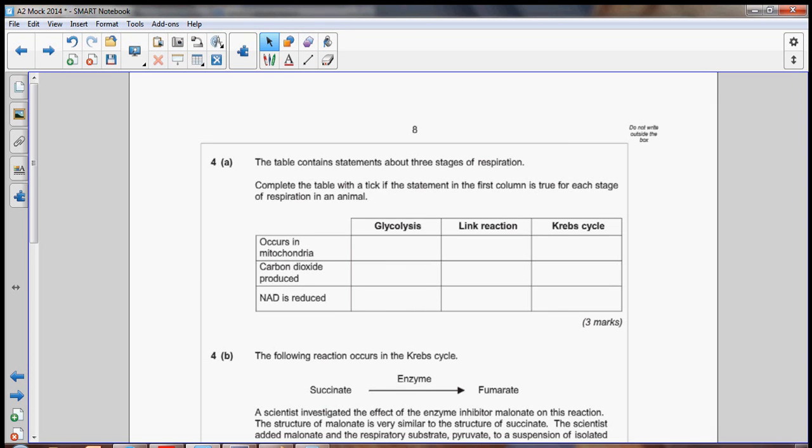Let's look at question 4. Question 4 is about respiration, and it starts off with a table, and it asks you to complete the table with a tick if the statement in the first column is true for each stage of respiration in an animal.